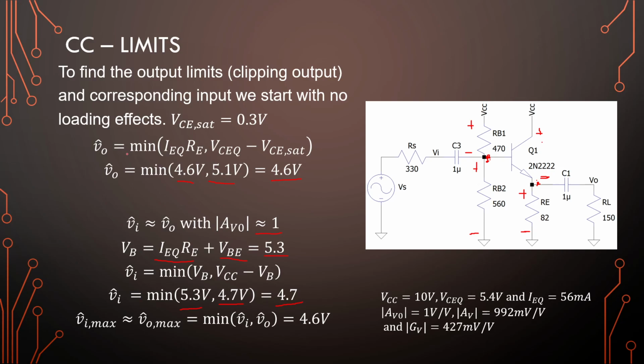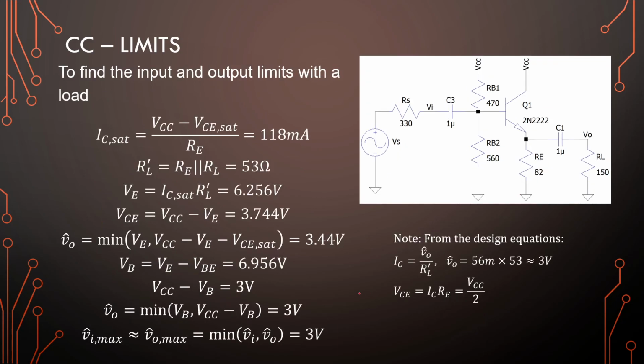Okay, so technically we need to have a look at which value is the minimum between the minimum input and output that we determined, because they must be approximately the same due to our AV0 being 1, and that would be our 4.6 volts. So you look at the DC point here, you look at the DC point here, and with an infinite load, that's going to be our maximum output before things start to clip or go sideways. Right. On to the next step.